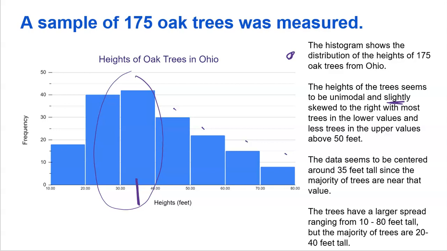And then for the spread, I said the trees have a larger spread ranging from 10 to 80 feet. That's a pretty big spread when it comes to the height of a tree. However, the majority of trees are 20 to 40 feet tall. If you think about it, there's about 40 trees here, 42 trees here, 82 trees. So a big chunk of trees are from 20 to 40 feet tall. So notice every time I talked about shape, center, and spread, I was mentioning the trees. I was using units of feet.